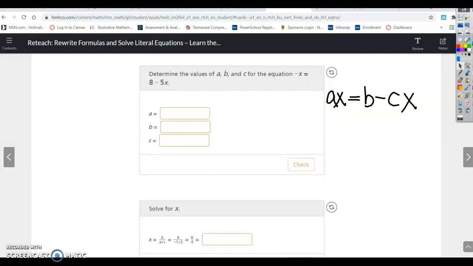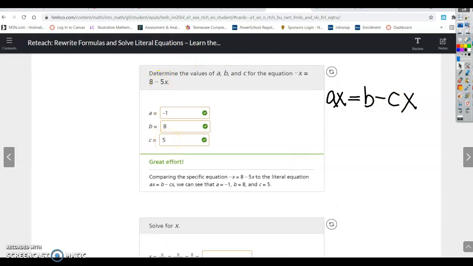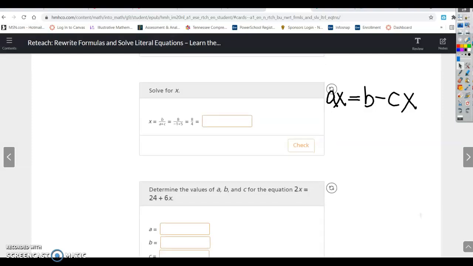All right, determine the values of A, B, and C again. So we have negative x equals 8 minus 5x. So this time the A is negative 1 because there's no number there, but there's a negative sign, so we assume it to be a coefficient of 1. B is 8, and C is, remember this is minus C, so it's minus 5, so C is just 5. And that's our A, B, and C. In this example, 8 divided by 4 is just 2.